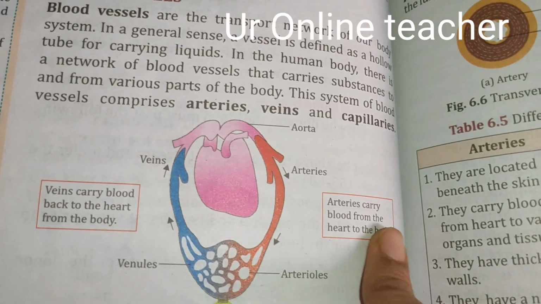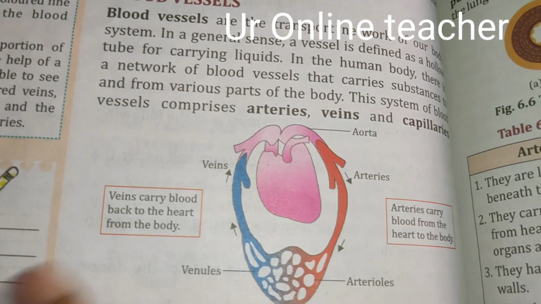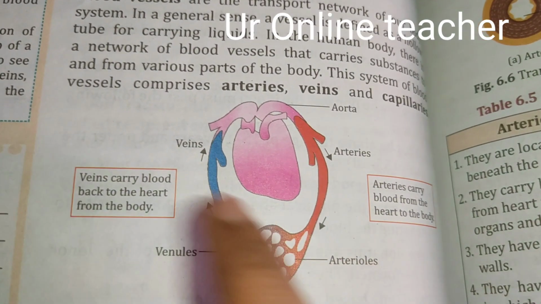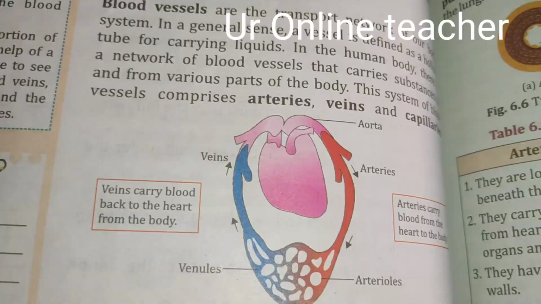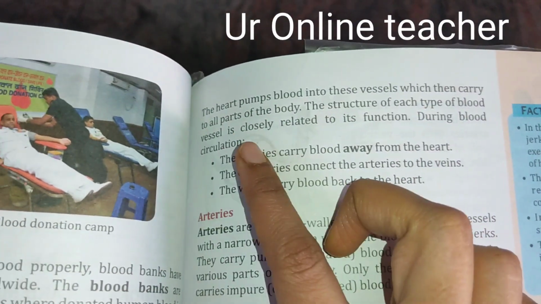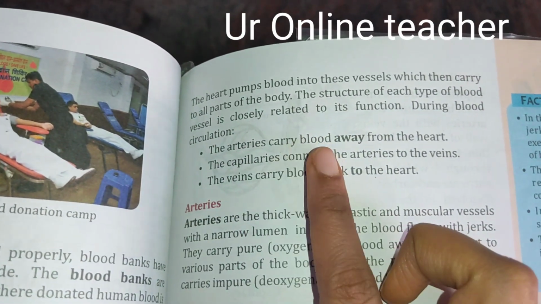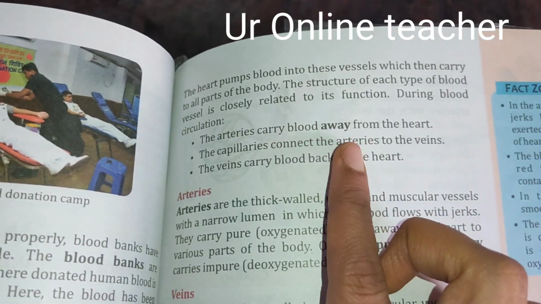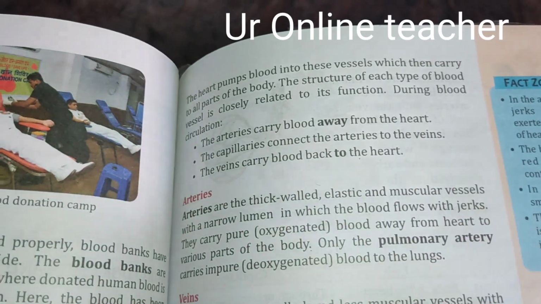So what are arteries? They carry blood from the heart to the body, and veins carry blood back to the heart from the body. Means arteries carry blood from the heart to all the body parts, and veins carry it from all the body parts to the heart. Next, the heart pumps blood into the vessels, which carry it to all the parts of the body. During blood circulation, arteries carry blood away from the heart to all the body parts, capillaries connect the arteries to the veins, and veins carry blood back again to the heart.